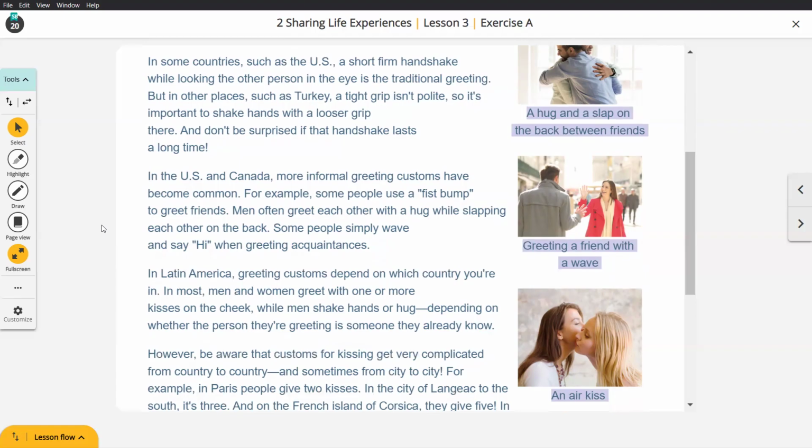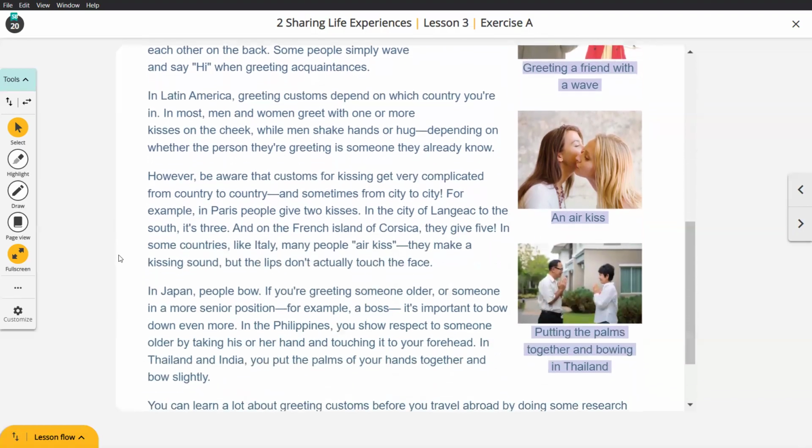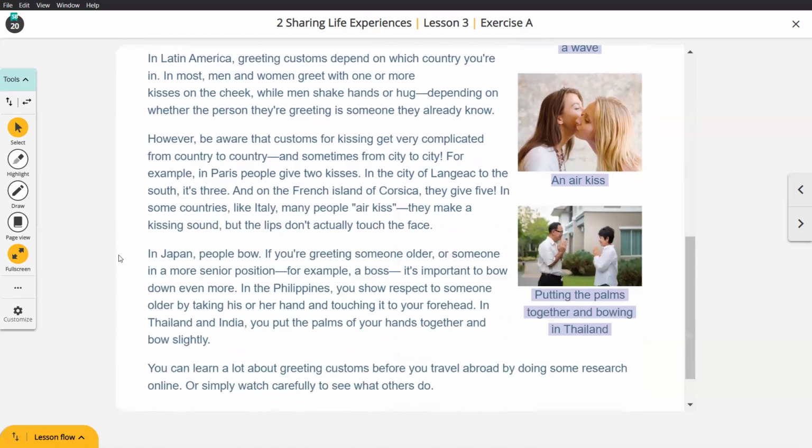In the US and Canada, more informal greeting customs have become common. For example, some people use a fist bump to greet friends. Men often greet each other with a hug while slapping each other on the back. Some people simply wave and say hi when greeting acquaintances. In Latin America, greeting customs depend on which country you're in. In most, men and women greet with one or more kisses on the cheek, while men shake hands or hug, depending on whether the person they're greeting is someone they already know.